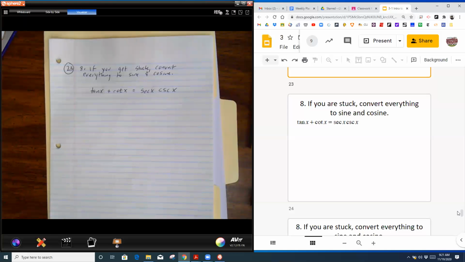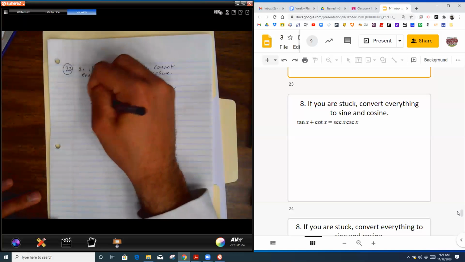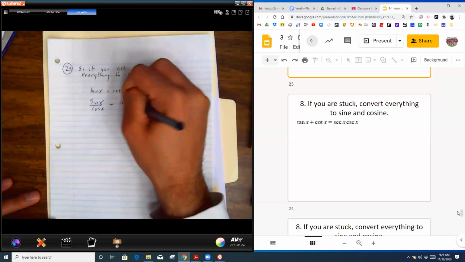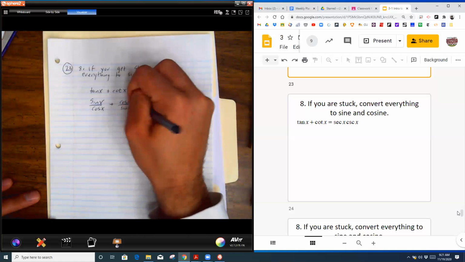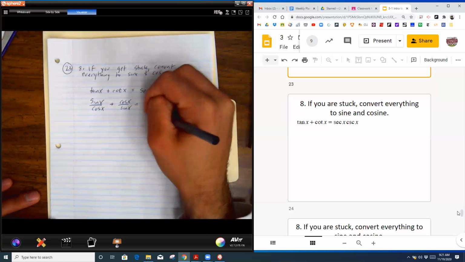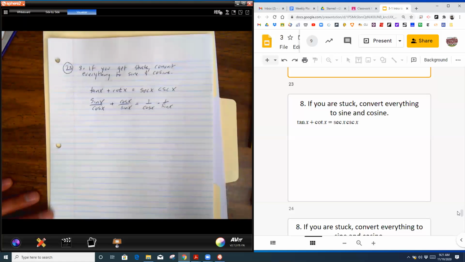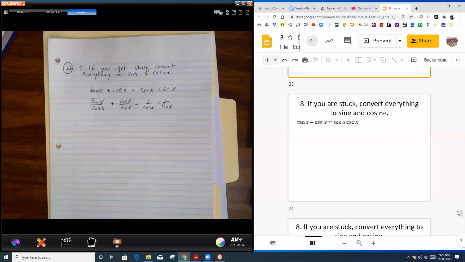All right, so here's what it would look like. Sine of x over the cosine of x plus cosine of x over the sine of x is equal to 1 over cosine of x times 1 over sine of x. So you see, they're starting to look a little bit more like each other, the left and right side.